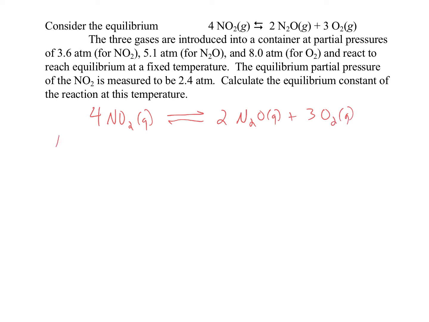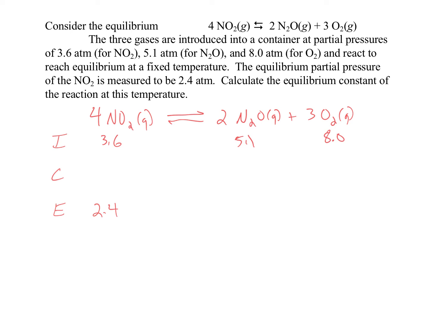All right, so then I have my I, C, and E rows. And they told me the initial partial pressure of the NO2 was 3.6 atmospheres, and for the N2O was 5.1, and then we have 8.0 for the oxygen. And then they also told me the equilibrium concentration of the NO2 was 2.4. They didn't tell me the equilibrium N2O or the O2, but we're going to be able to figure that out.